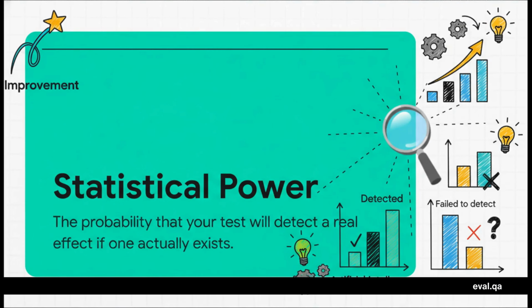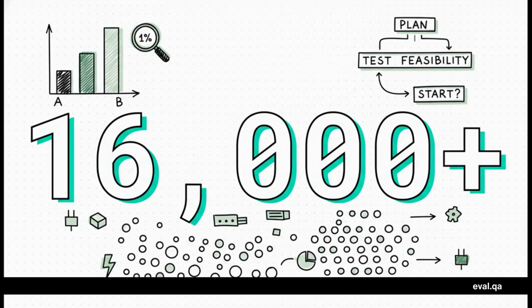First up is something called statistical power. To put it simply, it's the probability that your test will actually spot an improvement if a real improvement is there. If your test is underpowered, you could have a genuinely better model and completely miss it. You just conclude there's no difference, when really you just failed to detect it. And getting enough power can take a huge sample size. I mean, look at this. To reliably detect just a tiny 1% improvement in accuracy, you might need over 16,000 samples. That's why you have to do this power analysis before you start, so you know if your test is even possible to run.